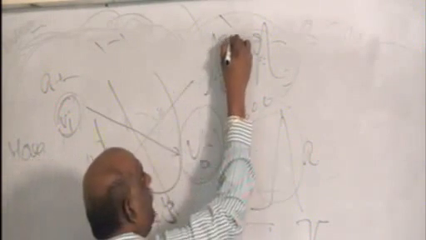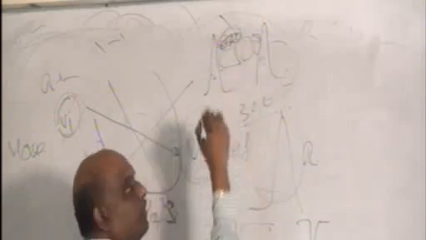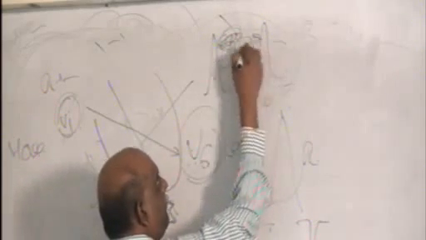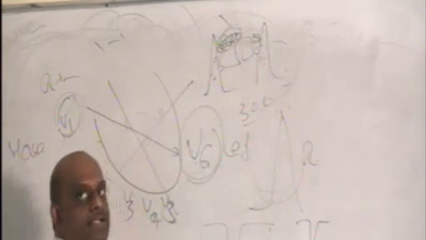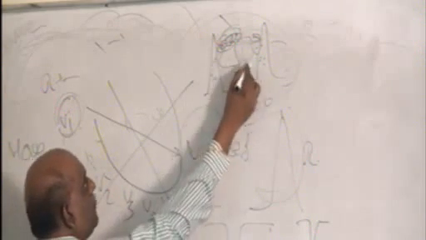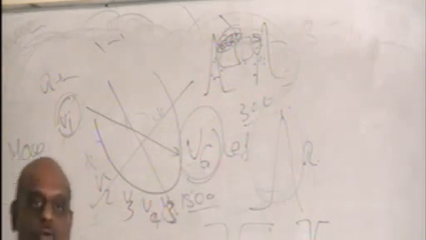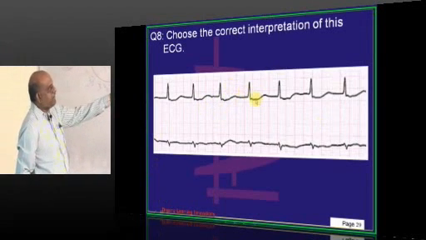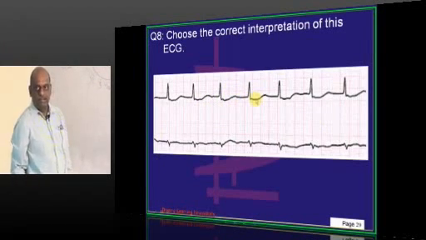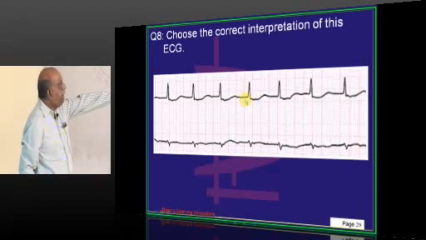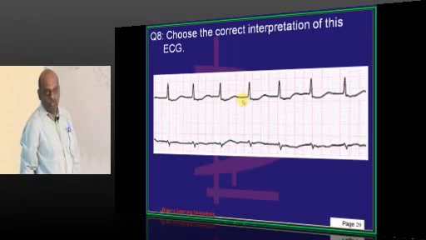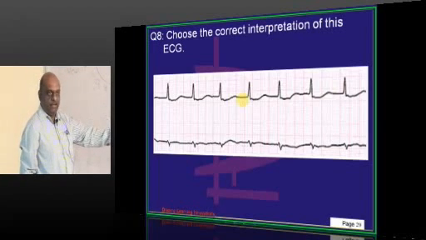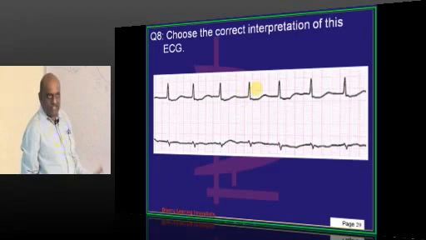Second, if you take small boxes, each large box has 5 small boxes. If you calculate the total number of small boxes between 2 QRS complexes, then what is the formula? 1500 divided by the number of small boxes between 2 QRS complexes will give you the heart rate, which you need to remember. So in this case, how is the QRS complex, narrow or broad? Narrow. Is there any P wave before the QRS visible? No. So the P wave is not there, but still the QRS complex is narrow.